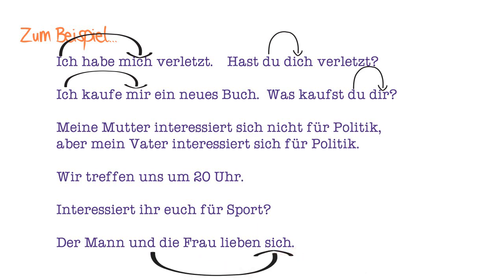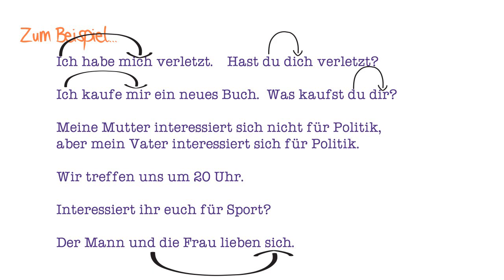Also, notice the use of the reflexive pronoun sich in the last example. This sentence might look like the man and the woman love themselves, which would be rather egotistical. Actually, the plural reflexive pronouns uns, euch, and sich can also be translated as each other or one another.